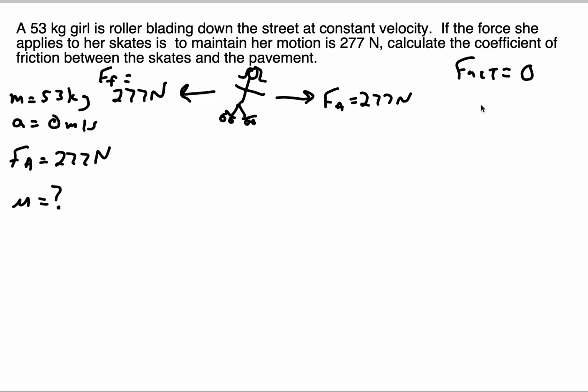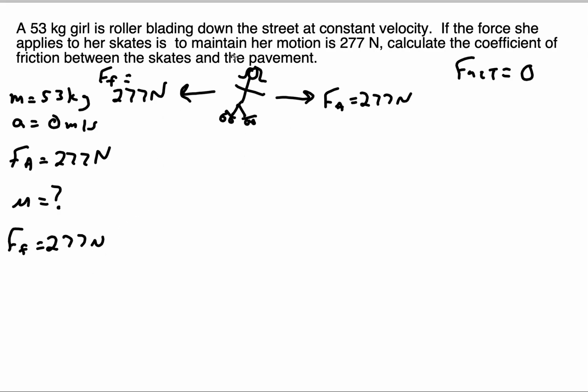Now, anybody who's rollerbladed or biked, most of the time when you're cruising down the street on your bike, you're actually going at constant speed. More often than not, you're not speeding up or slowing down. What you're doing on the bike to maintain a constant speed is pedaling with enough force going forward to counteract friction slowing you down. So that's what she's doing right here. So now I know her friction force is 277 newtons.